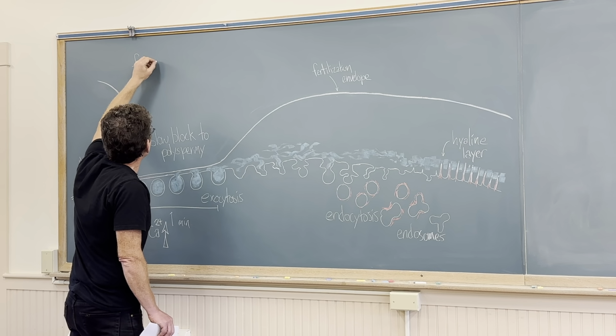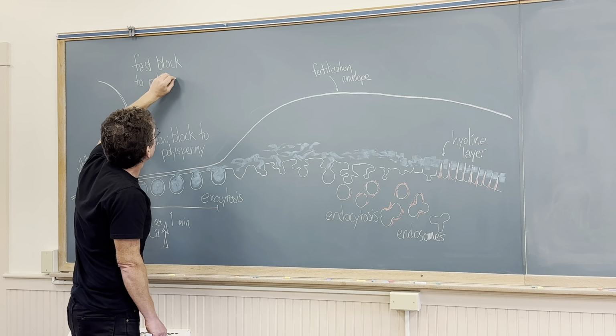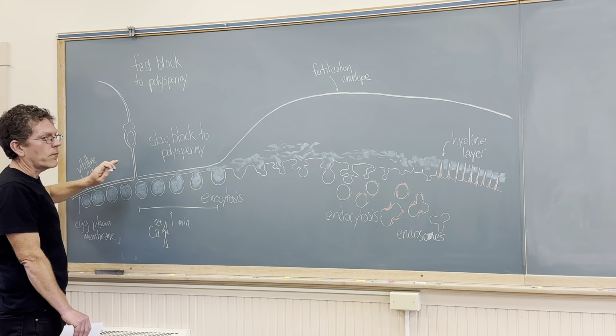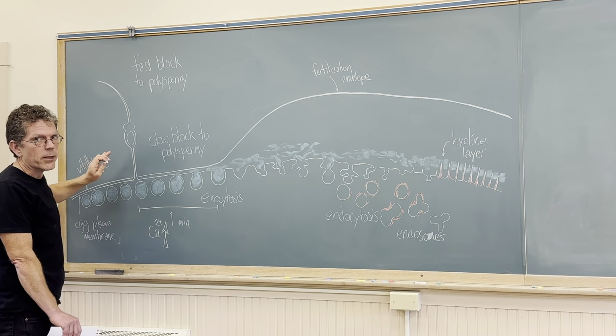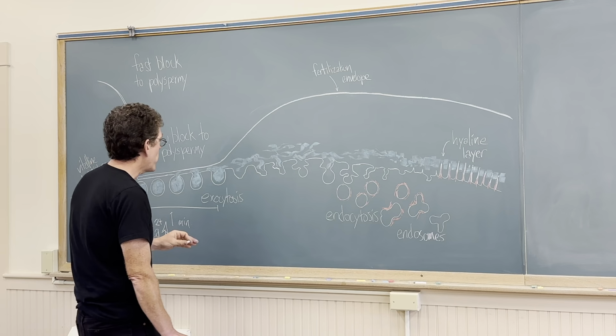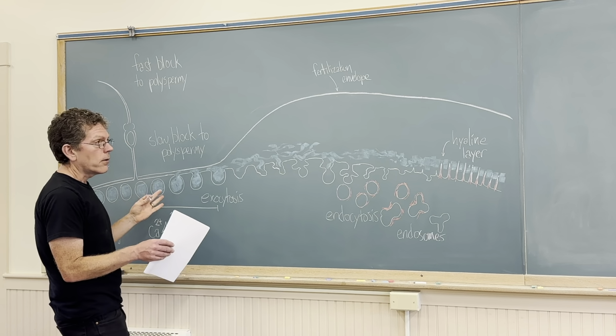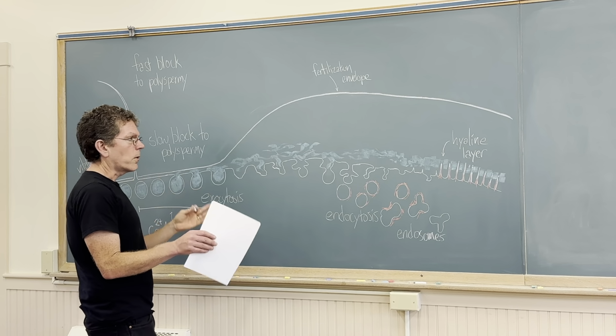And the fast block starts within a few milliseconds of sperm fusion and is based on membrane electricity. In short, sperm fusion triggers a rapid membrane depolarization. It reverses the voltage across the membrane, but the cell can only sustain that for so long. Now, let's move to the other board to talk about what that means.